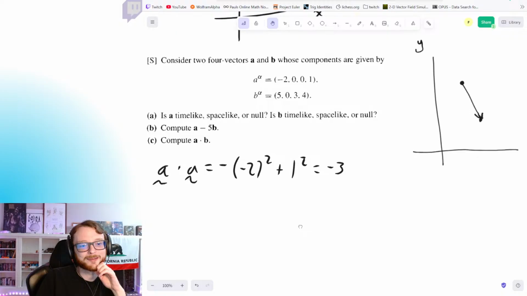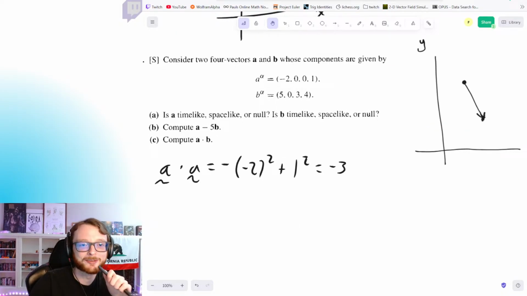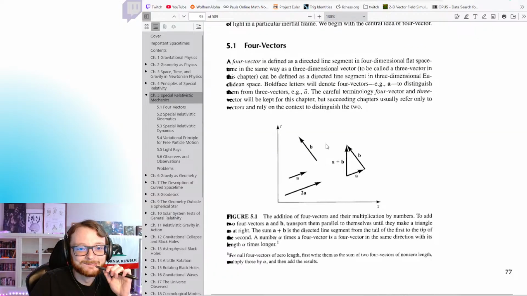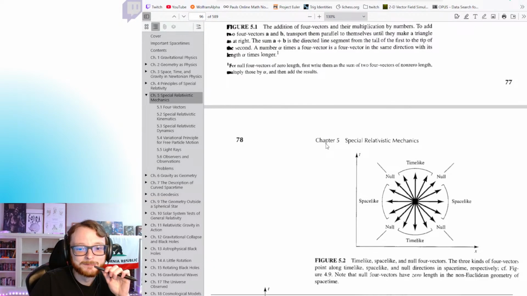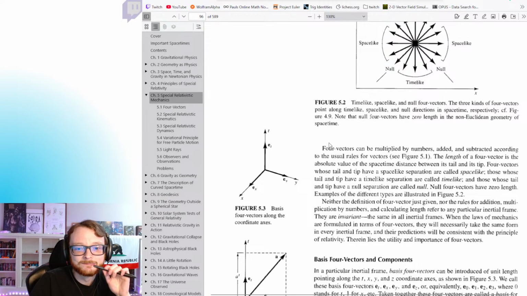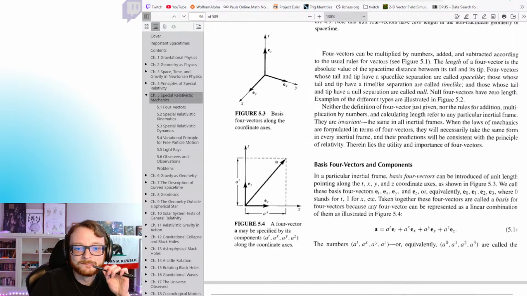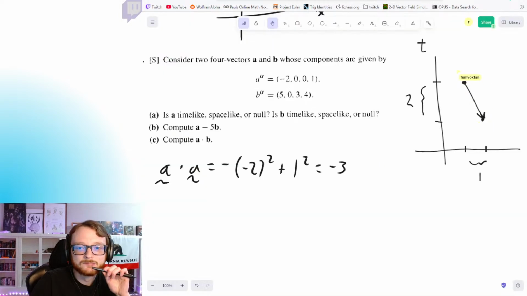I wanted to put a T here, I think. So this is 2, right? And this is 1. So isn't that time-like? It looks time-like now because it looks like it would be inside a light cone.